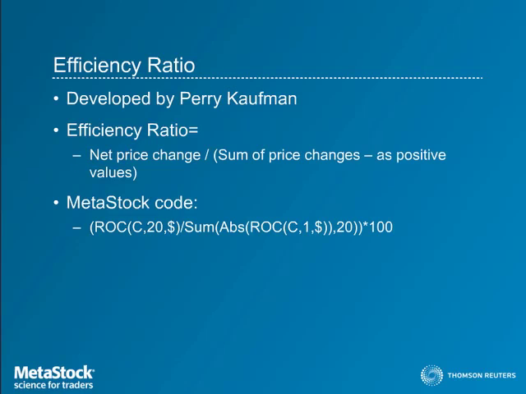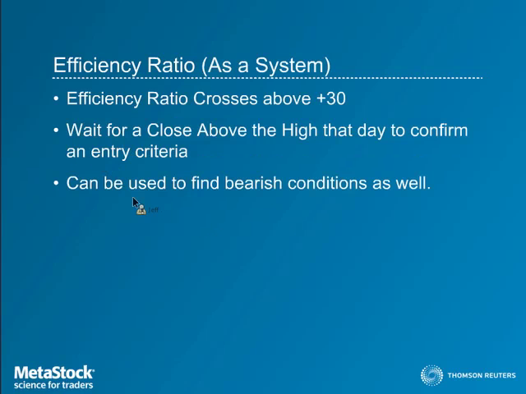Okay, there's the MetaStock code. It's absolutely open for you. And if you're using it as a system, the way that Price teaches to use it is he wants it to cross above 30. He's a big fan of confirmation, so he'll use that as a setup bar. Basically, when that efficiency ratio crosses above 30, he'll wait for that, and then he'll look at the high and wait for a close above that high. So if it closes above that high where it was efficiently moving up, then he'll use that as his condition to enter a winning trade, or enter a long trade.